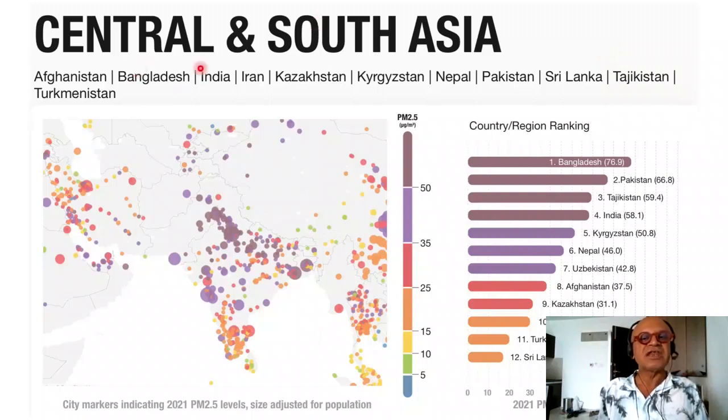So zooming into Central and South Asia, we are covering Afghanistan, Bangladesh, India, Iran, Kazakhstan, Kyrgyzstan, Nepal, Pakistan, Sri Lanka, Tajikistan, and Turkmenistan. And you can see the various levels of exceedances of WHO standards happening here, and Mumbai is here clearly exceeding the targets. Some of the worst exceedances are over here, especially Delhi.